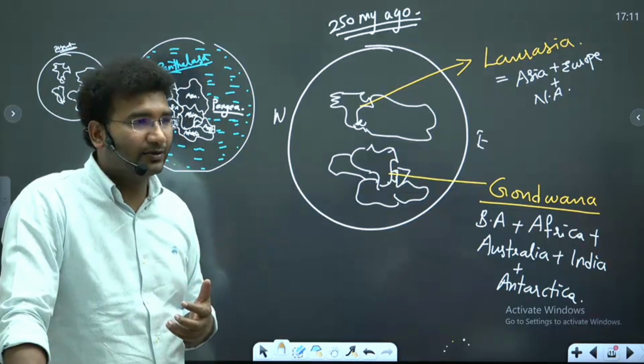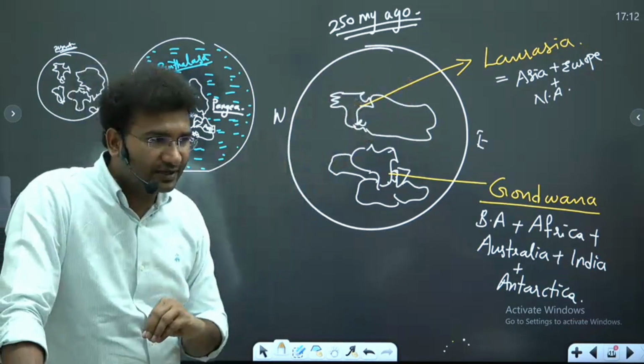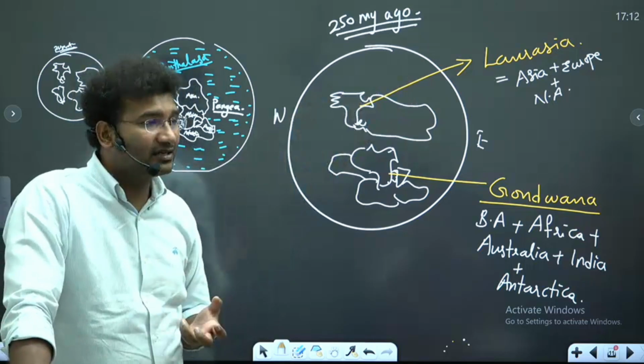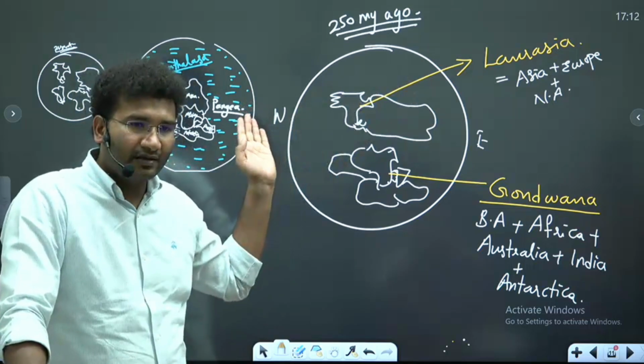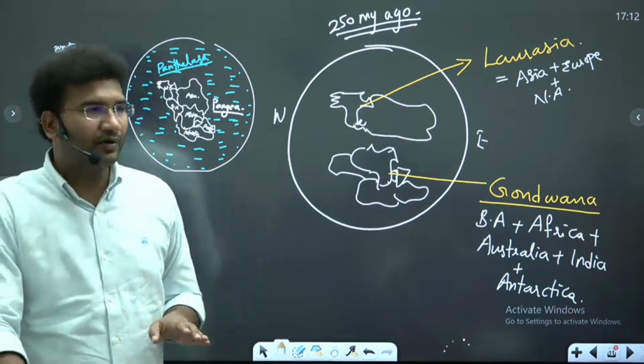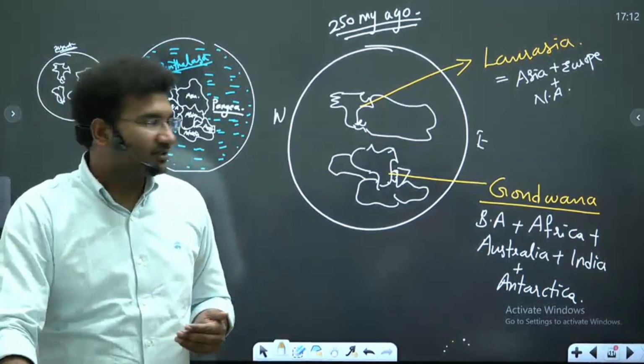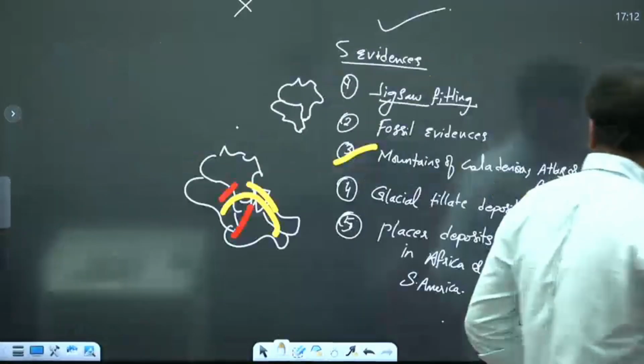Now, what are placer deposits? The source will be somewhere, but the deposits will be elsewhere. The source of the gold placer deposits was present in South America, but the placer deposits, he found in Africa, across the Ghana coast. Next is tillite deposits. Now, what are tillite deposits?